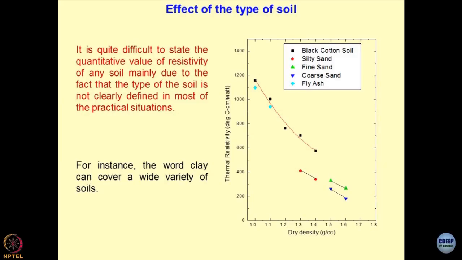So let me quickly go through the effect of the type of the soils. As I discussed, thermal resistivity is quite sensitive to the type of the soil, and what I have shown over here is how clays, sands and silts compare with each other. So clays have maximum resistivity, and this is followed by sands and silts for the same dry density. Overall trend remains same. As the density increases, thermal resistivity will drop. So this answers your question.